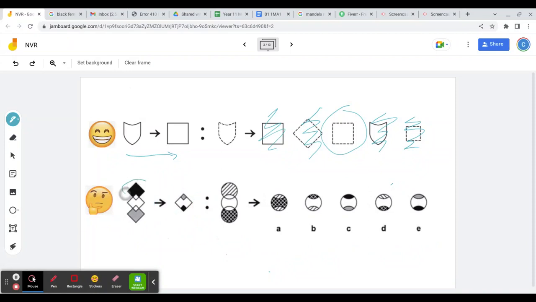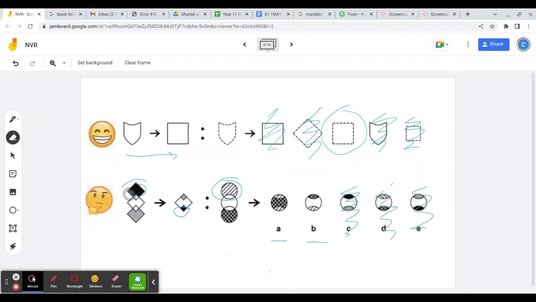I'm going to look at the top shape. The top diamond was black, and then they changed their shape to have the black diamond on the bottom. So I'm going to do the same. My top shape is diagonal lines, stripes. So I need to go around and look for diagonal stripes at the bottom. A is okay, B is okay, C doesn't suit that, D doesn't suit that, and E doesn't suit that.